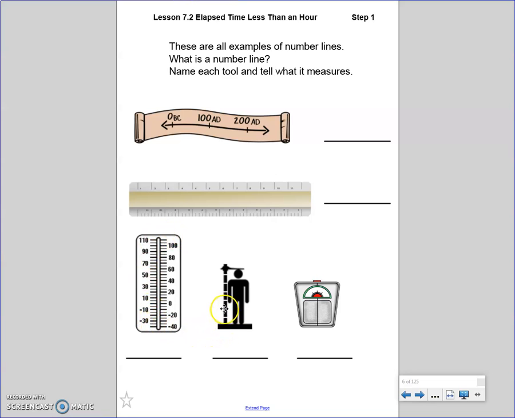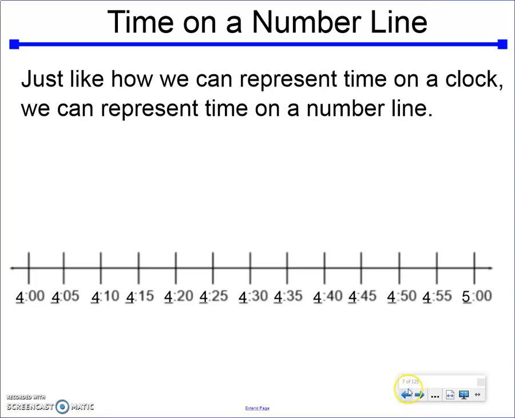Or when you go to the doctor, they might measure your height with a special ruler that measures how tall someone is. Another type of number line we see is on some scales. Some scales that take your weight also use number lines. Just like how we can represent time on a clock, we can represent time on a number line.